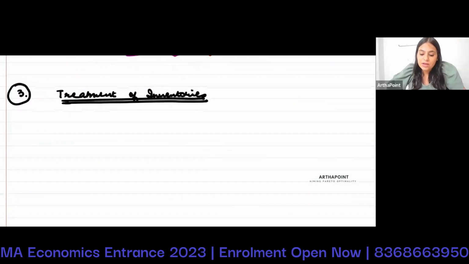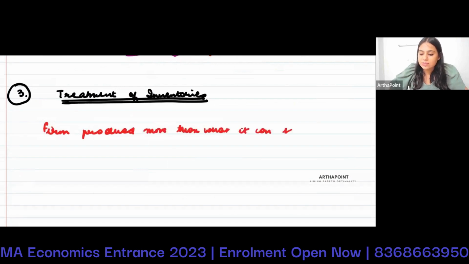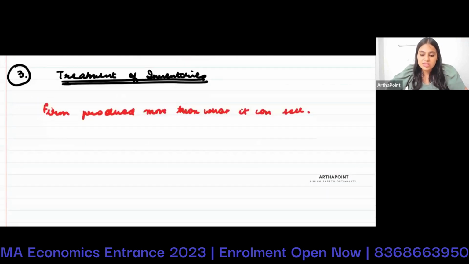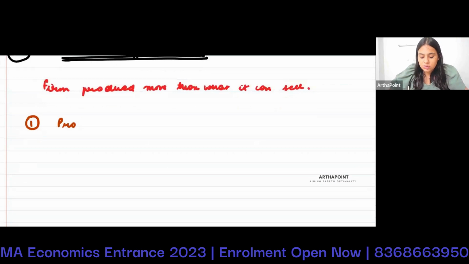Okay, ma'am. Now comes the treatment of the inventories. So inventory is what you produced but could not sell. Now this is very tricky. So it can be the case that the firm produced more than what it can sell. In this case, I will take various examples. So take the first case. Let's say that the product got spoiled.